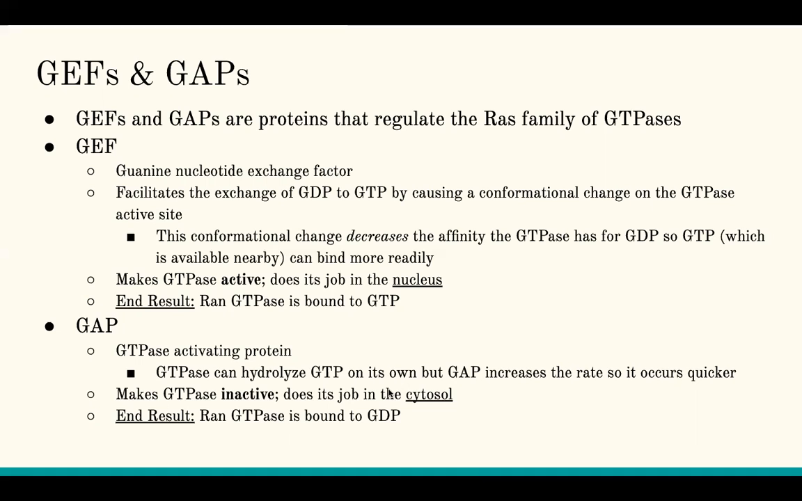And you'll only find your GAP in the cytosol because that's where it does its job, and that's where RAN GTPase needs to hydrolyze GTP to GDP. The RAS movie in the movies folder shows a really good visual of this. And basically to help GTPase hydrolyze this GTP, GAP sticks an arginine into the active site of the GTPase, which increases the rate of the reaction.